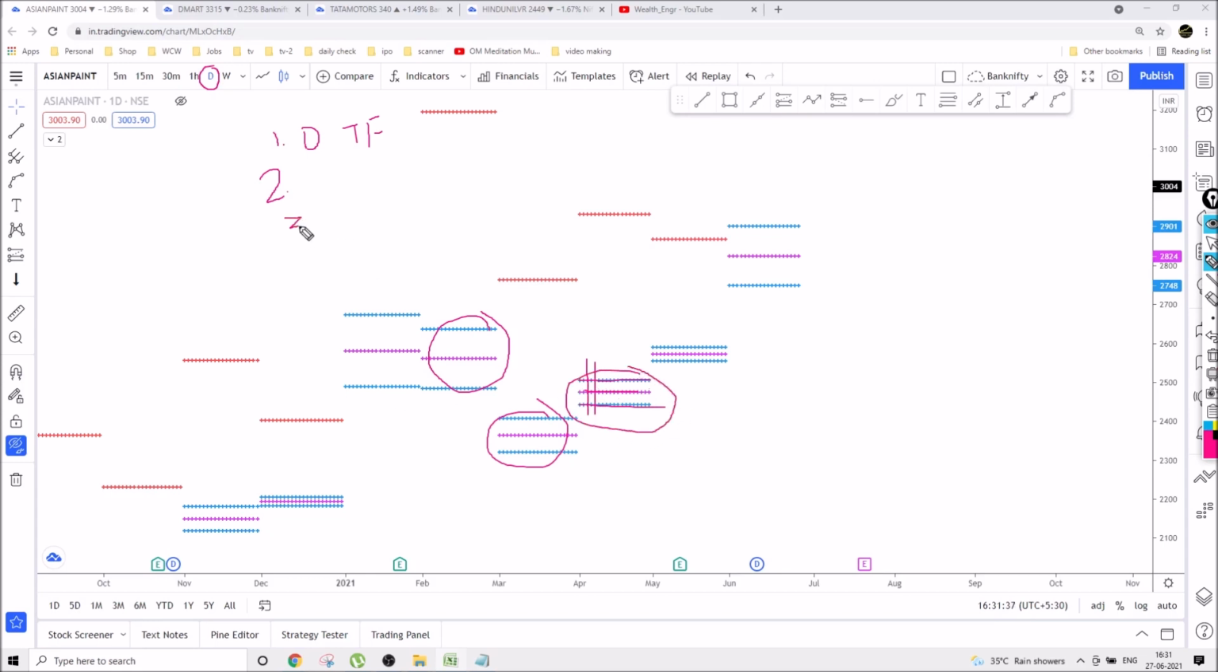Okay, and the third one is the CPR has to be in Morningstar setup. That means like this, and like this. So for CPR you will have 3 lines now. 3 lines, 3 lines, 3 lines. So it has to be like this. If you connect the dots, it has to be like a swing low.